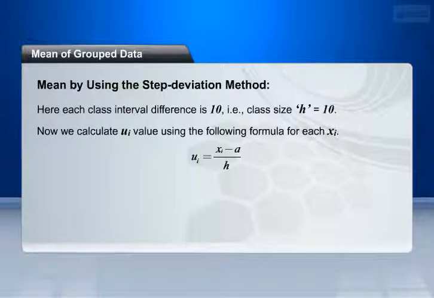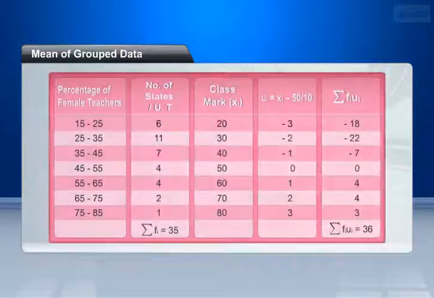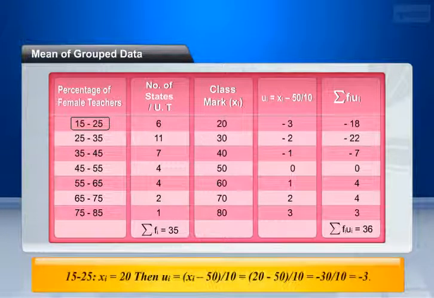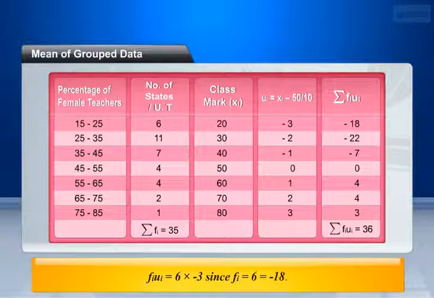And then, calculate the product of fi and ui for all class intervals. Consider the class interval 15 to 25, where xi equals 20. Then ui equals (xi minus 50) by 10, which is (20 minus 50) by 10, which is minus 30 by 10, which is minus 3. Now, fiui equals 6 into minus 3, since fi equals 6. This is equal to minus 18.